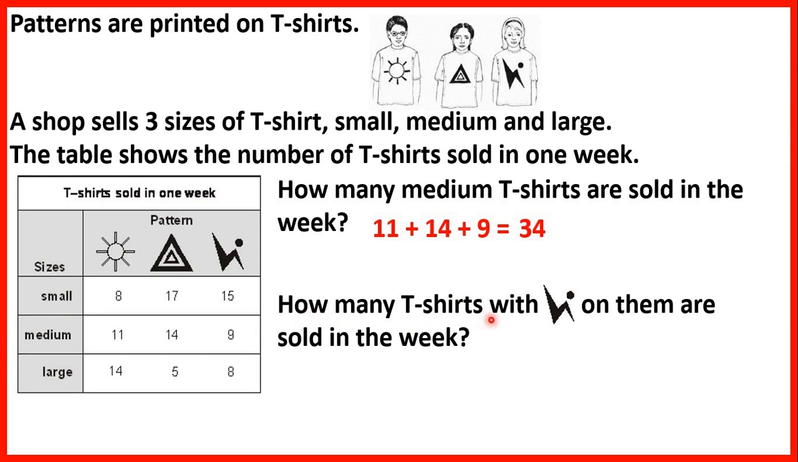Now, how many t-shirts with this pattern on them are sold in the week? So we can see that this pattern is this column here. So to work out how many were sold with this pattern, that will be the number of small shirts sold plus the number of medium shirts sold with this pattern and the number of large shirts sold. So 15 plus 9 is 24, plus 8 is 32. So a total of 32 t-shirts which have this pattern were sold.